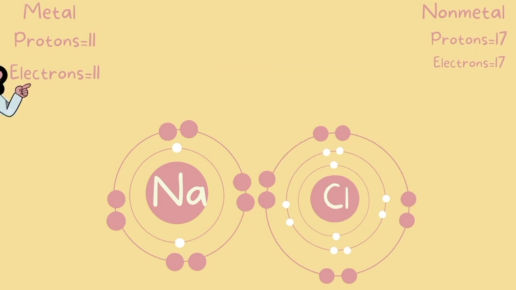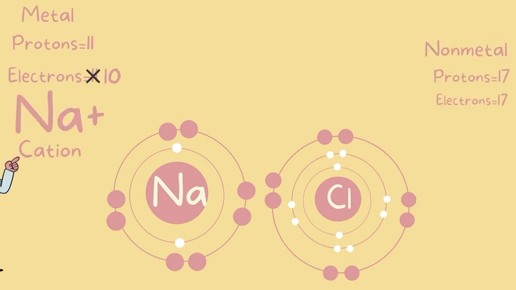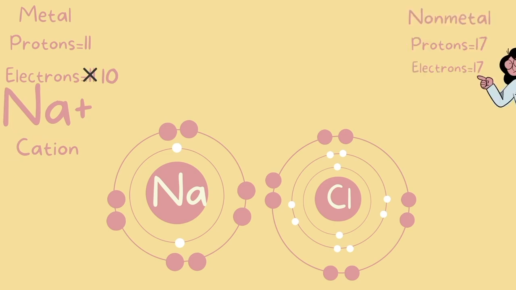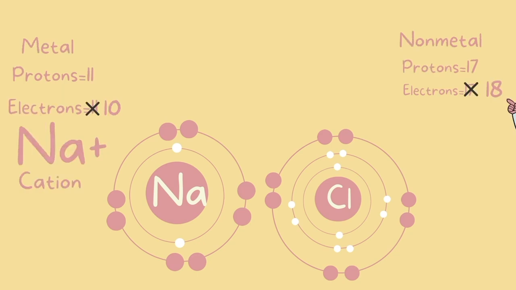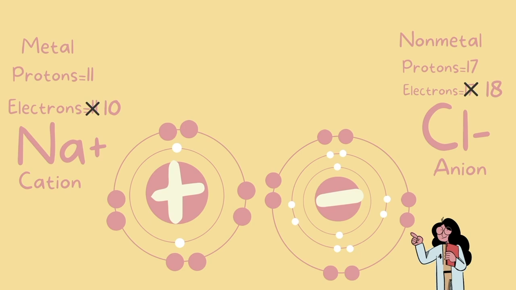On the metal, we have lost 1 electron, so now sodium doesn't have 11 electrons, it now has 10. This sodium turns into a cation with a +1 charge. Chlorine has gained 1 electron, so it doesn't have 17 anymore, it has 18. Chlorine is now an anion with a -1 charge. So sodium is our positively charged atom and chlorine is our negatively charged atom.